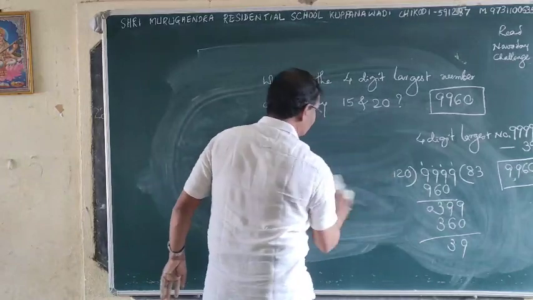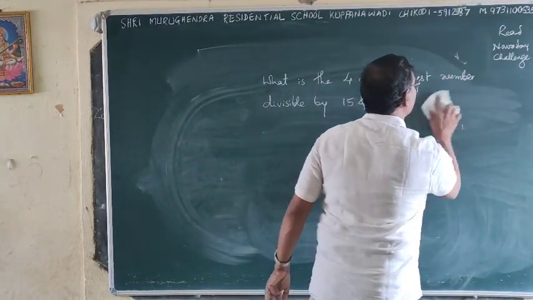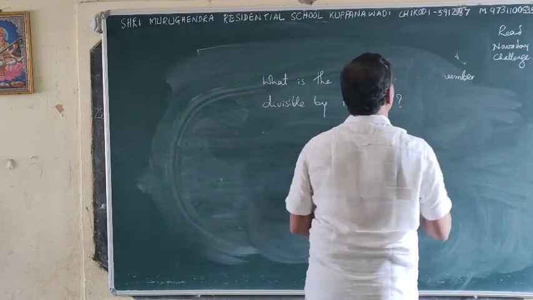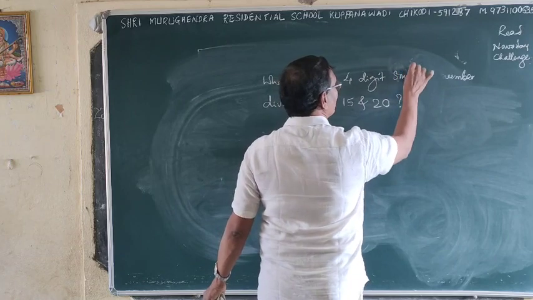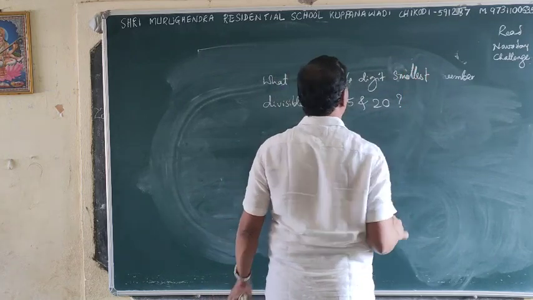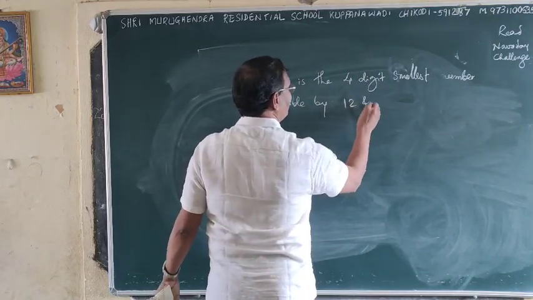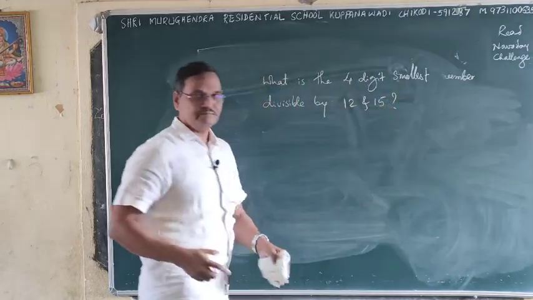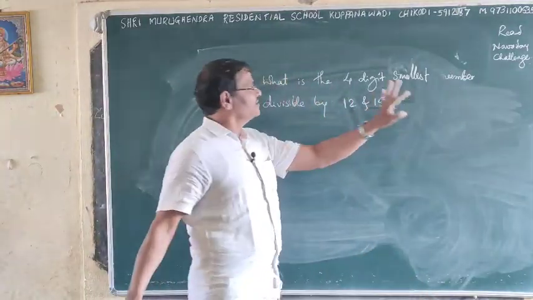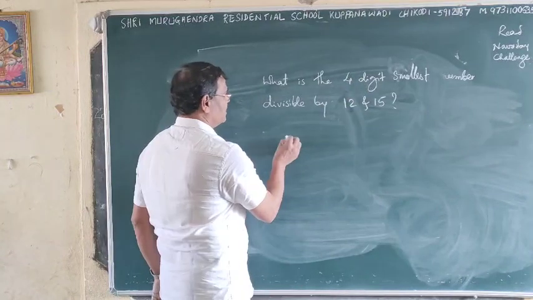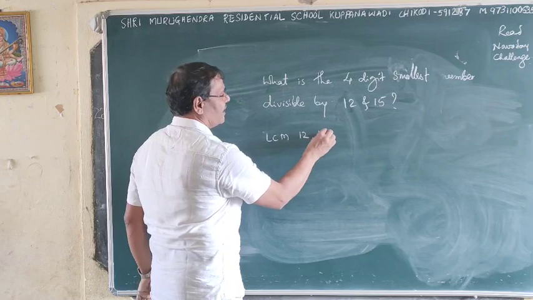And one more: if the smallest number is asked, what to do? See, here the smallest number is asked. What is the 4-digit smallest number divisible by 12 and 15? Same. You have to take the LCM of 12 and 15.